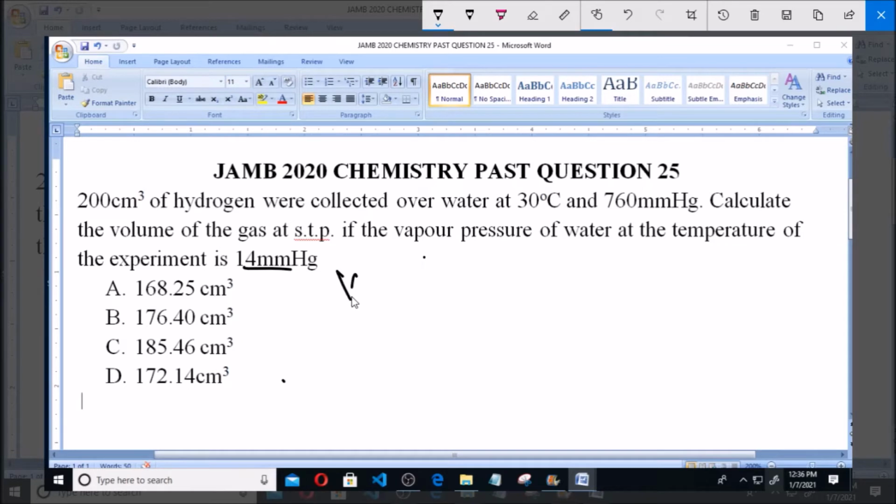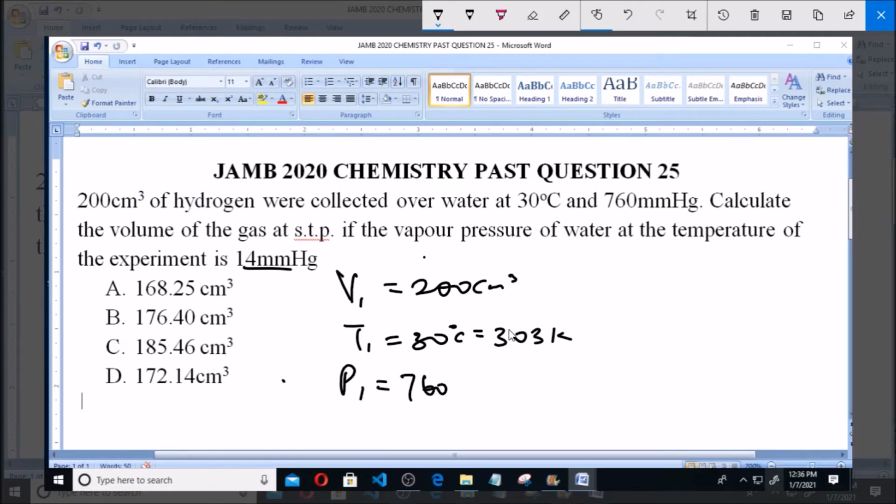Now from this we can see V1 is given as 200 centimeter cube, then T1 is equals to 30 degrees Celsius, which is equals to 303 Kelvin. Then P1 is equals to 760 millimeter mercury minus the vapor pressure of water at that exact temperature, which is 14 millimeter mercury, and that will give us 726 millimeter mercury.